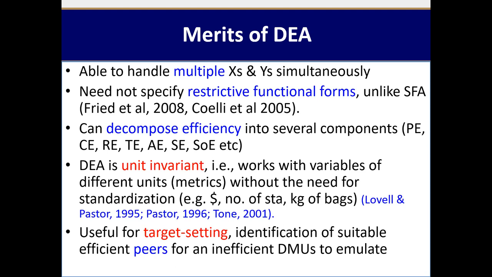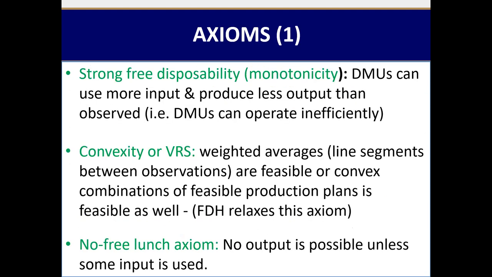And of course, you can also use it for target setting. I told you about a target. You can identify the peers of the inefficient firms. And then you can find role models for the inefficient firms, for them to copy. All of these are advantages. And of course, there are a couple of disadvantages which have been improved now, so they don't seem like disadvantages necessarily. Now, what we need is this. You need certain assumptions. Assumptions are definitions of axioms, certain things that must be in place.